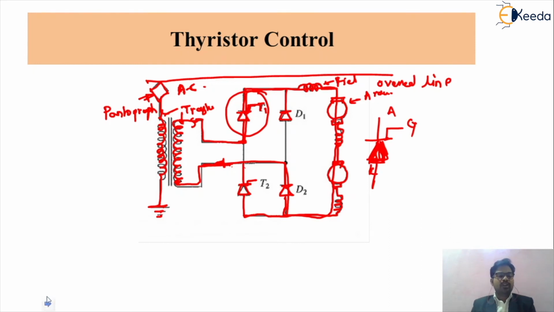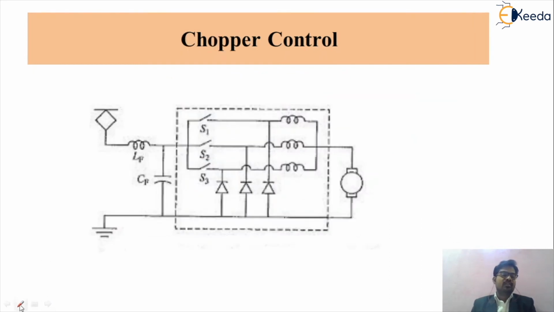Now friends, we have to understand the next type of control strategy, called chopper control. So what do you mean by the chopper? The name itself indicates its meaning. It chops the basic input voltage. As we have seen, we are getting the input voltage, and from the chopper itself we are getting the DC voltage. So this is a chopper control.